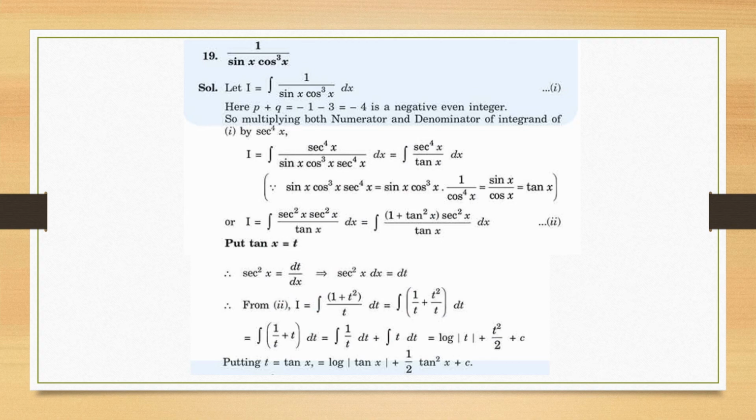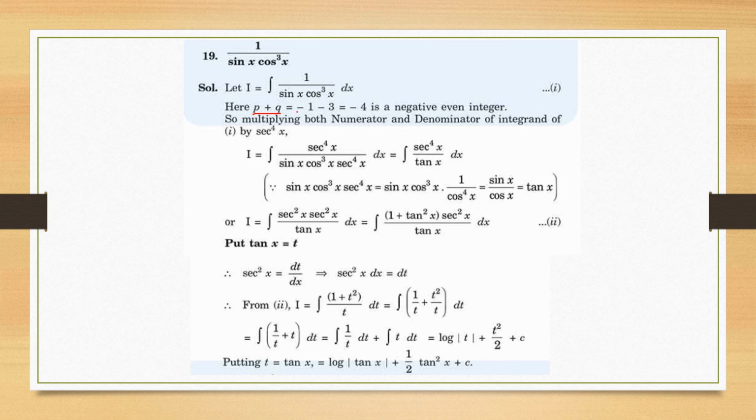Number 19 is 1 upon sine x cos cube x, right? So it is of the form 1 upon sine raised to power p x and cos raised to power q x, right? So here, for p plus q, the power of sine p is minus 1, because it is in the denominator, so it is minus 1.